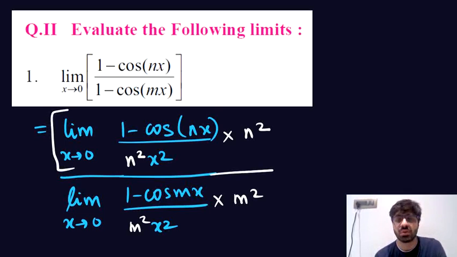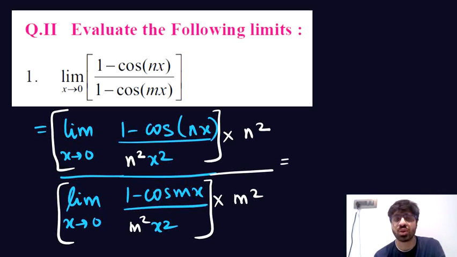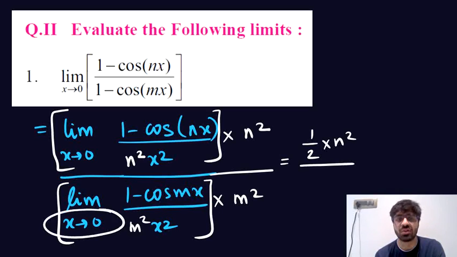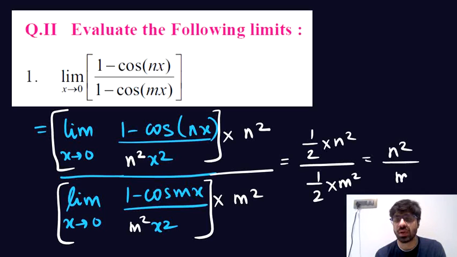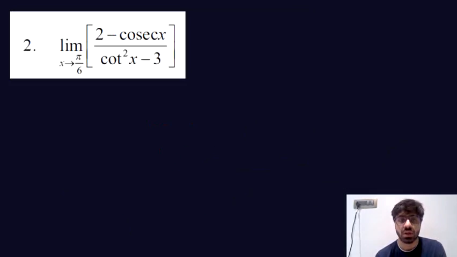If I keep this term in one bracket and this term in the other bracket, it is very clear that the value of the first bracket in the numerator is equal to half into n square divided by, even this value is half, 1 minus cos theta by theta square, where limit of theta tends to 0. So that is half into m square. And this becomes equal to n square upon m square. Take the next one.